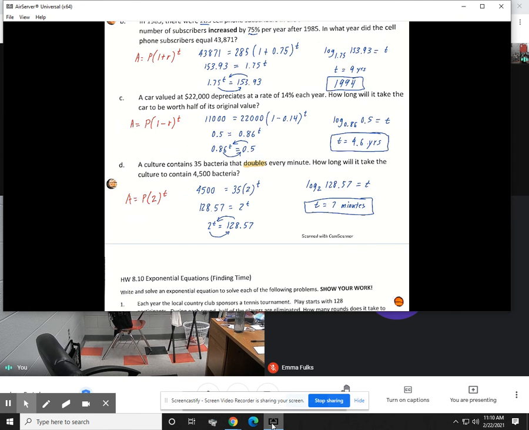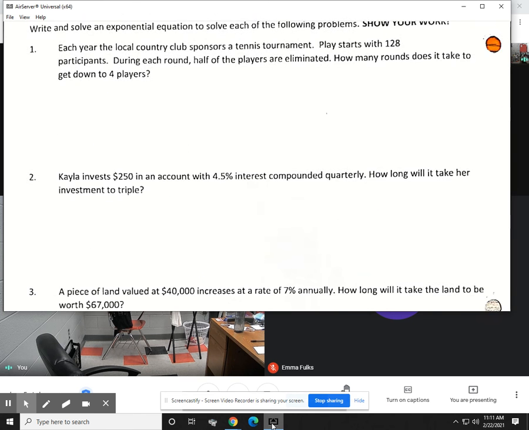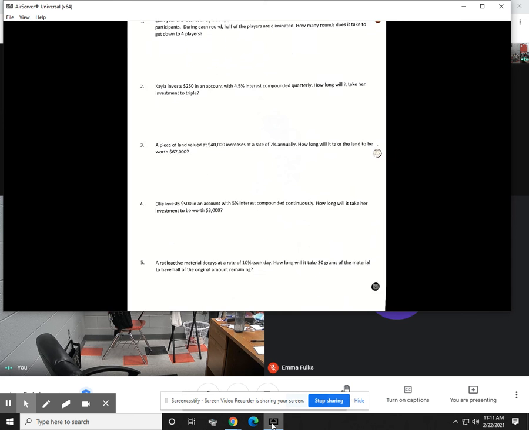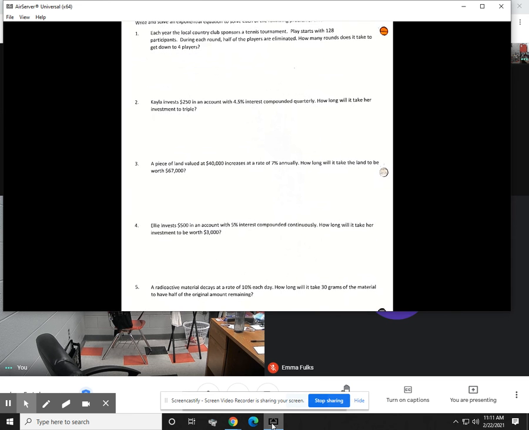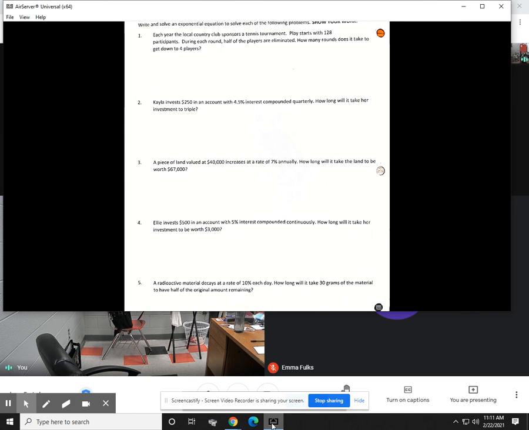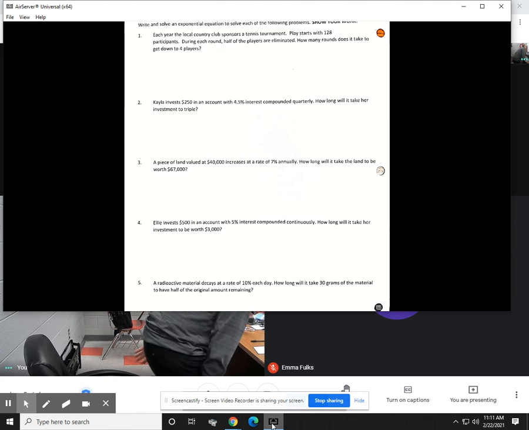So your homework is this back sheet. All 5 problems, numbers 1 through 5. Okay? Use the right formulas, plug things into the right spots, and then of course rewrite it as a logarithm. Ln if your base is E, log if your base is anything else. Okay? All right, so that's it. Any questions?